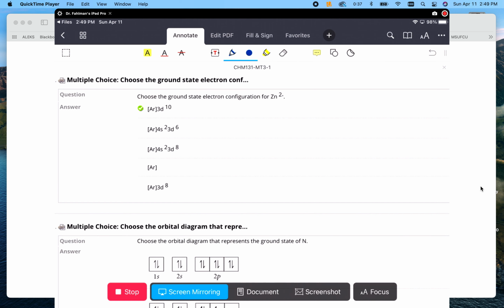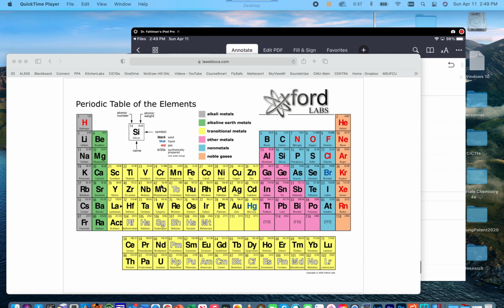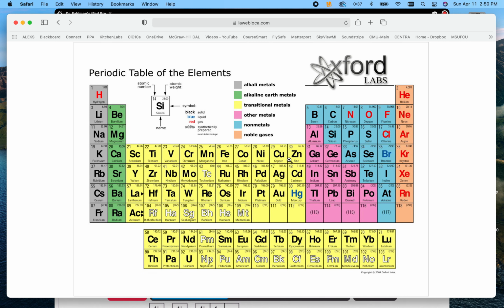So if we look at this first question, it's Zn2+, and so as we did in class, just do the configuration for just neutral zinc. And so if we look at the periodic table, zinc is here, and so it's going to be argon, 4s2, 3d10, because it's completely filled.